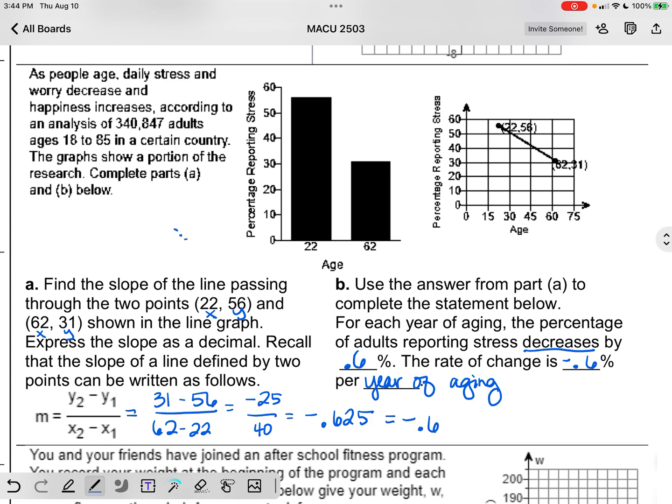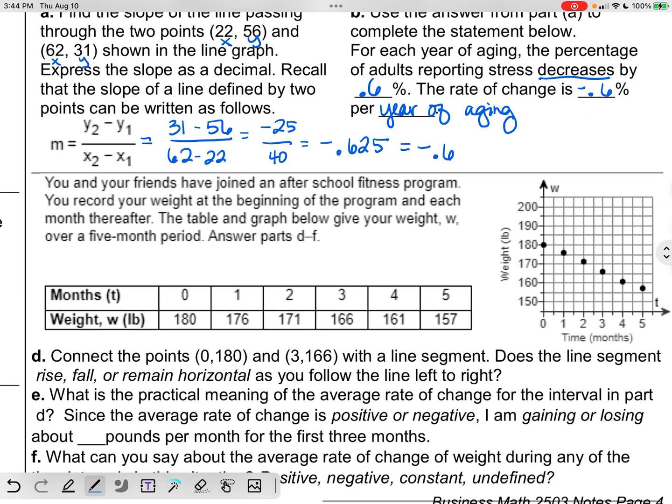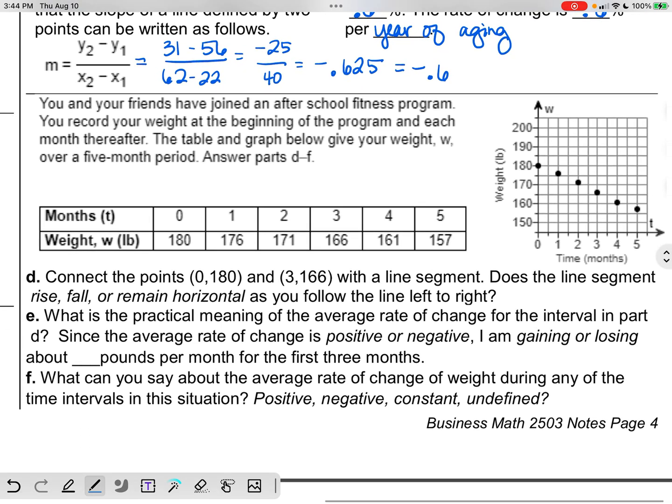Please scroll. My thing is stuck. Oh, never mind. All right.